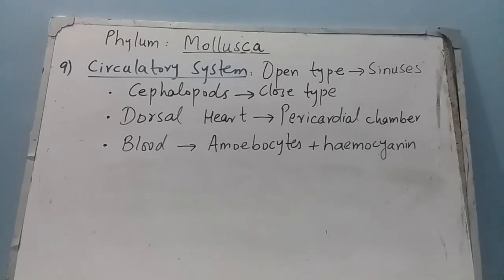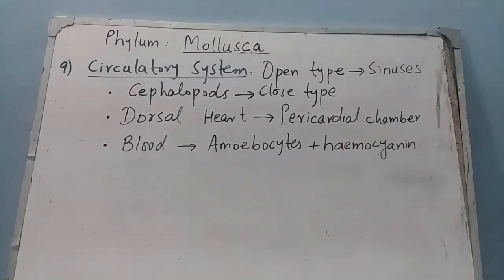So what happens in open type? In open type, the blood flows in open spaces known as sinuses, and the blood comes in direct contact with the body organs. And there is a heart in mollusks, and the heart is dorsal in position, and this dorsal heart lies in the pericardial chamber.